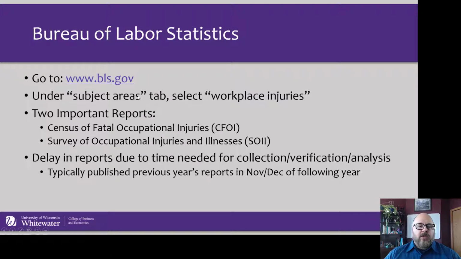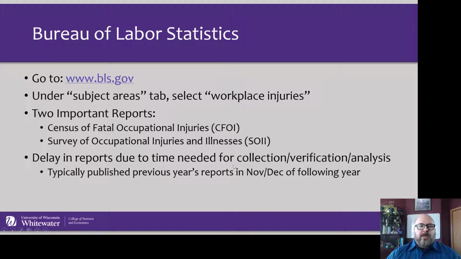If you want to go find it, you can go to the subject areas tab and click on it, and there are 3 columns once you click on subject areas. Not at the bottom, but one up from the bottom in the middle is workplace injuries. The 2 reports we're going to look at, and I've provided for you, are the Census of Fatal Occupational Injuries, which is CFOI. The other is the non-fatals, which is the Survey of Occupational Injuries and Illnesses, or the SOII. These are the 2 reports.